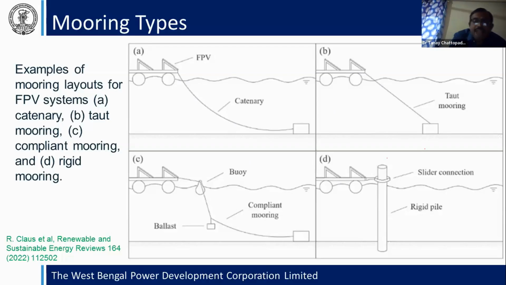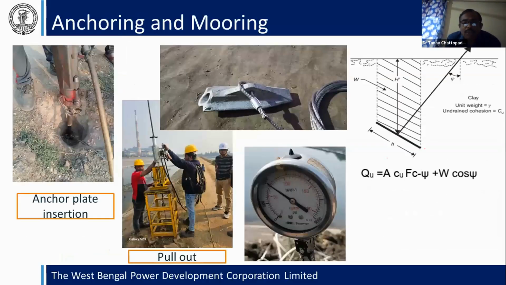And here in our power plant, this is how the mooring system is done. First, with this drilling machine, we make the anchor plate. There is a rope and an anchor plate, and first we place the anchor plate towards the ground, and after that it pulls.